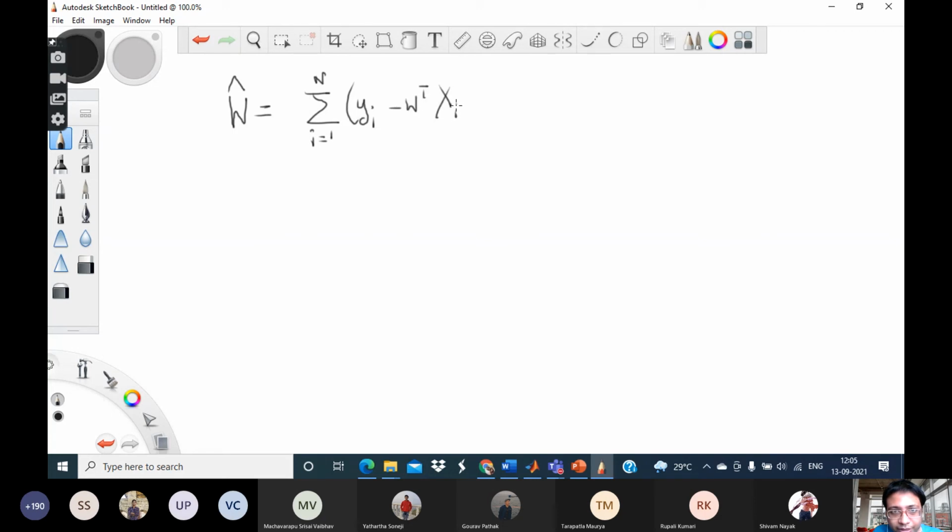W transpose xi square plus lambda. So W naught has been set to the zero vector, and I am just writing it here. So this W hat is nothing but argmin over W. That is, I am trying to find that value of W which helps me to minimize this whole thing. Now this lambda is a tunable parameter in your hand.